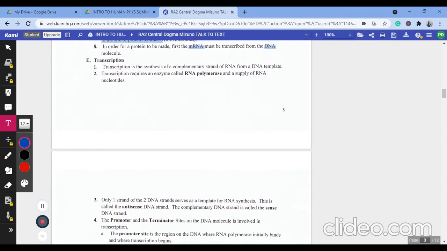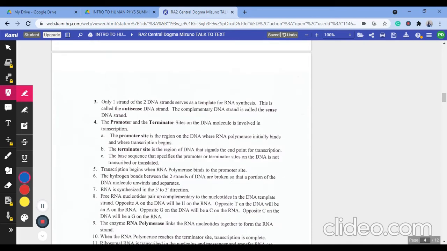So transcription is the synthesis of a complementary strand of RNA from a DNA template. Transcription requires an enzyme called RNA polymerase and the supply of RNA nucleotides. Only one strand of the two DNA strands serves as the template for the RNA synthesis. This is called the antisense DNA strand. The complementary DNA strand is called the sense DNA strand.